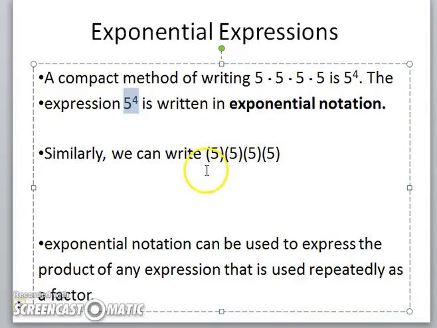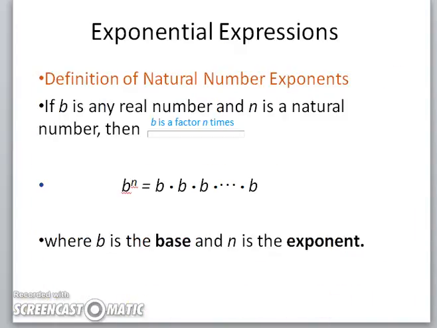And all it means is the 4 is what we call an exponent, and the 5 is what we call the base. So the base of 5 and the 4 being the exponent. And what this means is 5 is being multiplied together 4 times. So exponents and exponential notation is used to express the product of any expression, and it's used repeatedly as a factor. Let me show you a few examples of what I mean.